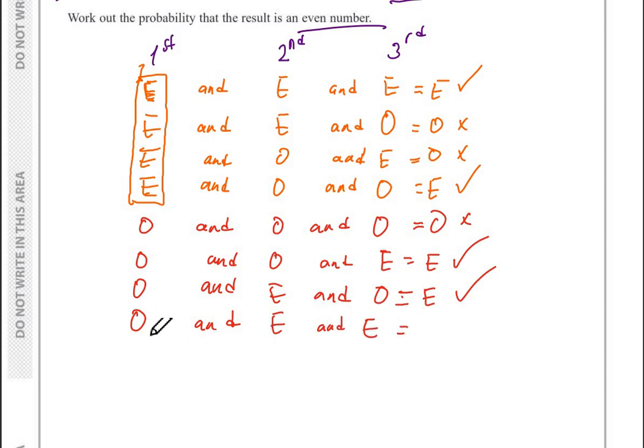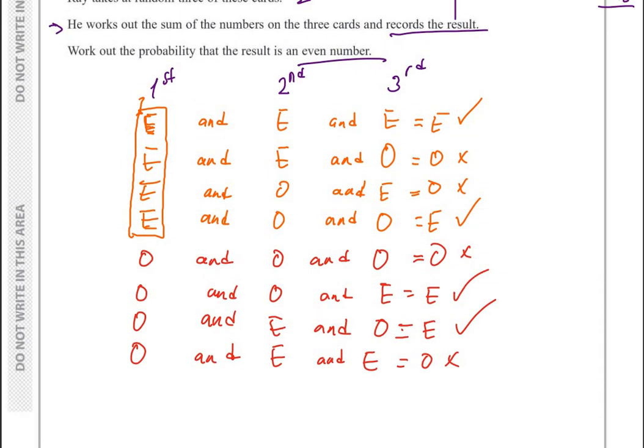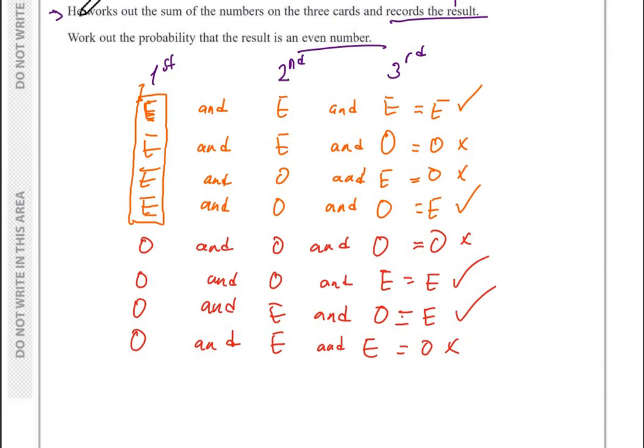Do we have any examples of that? 2 evens and 1 odd? Yes, we do. We have 2 evens and 1 odd here, and that comes to an odd number, so we can't use that. Alright, so now we've got our different combinations of odd and even that sum to even.